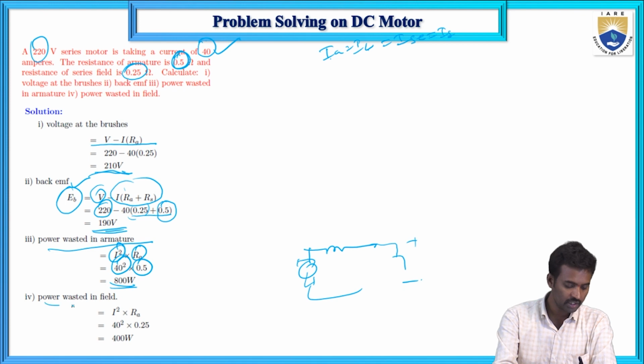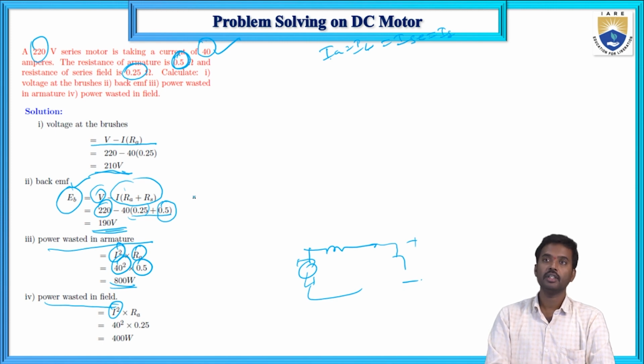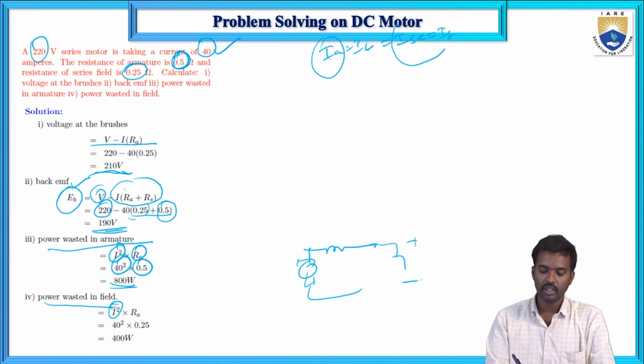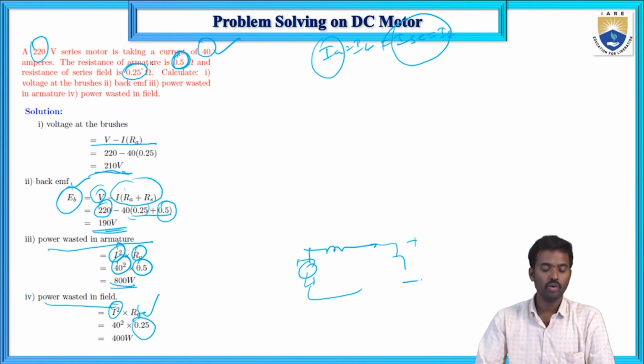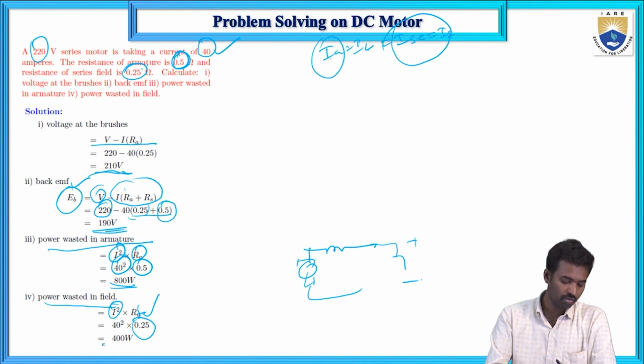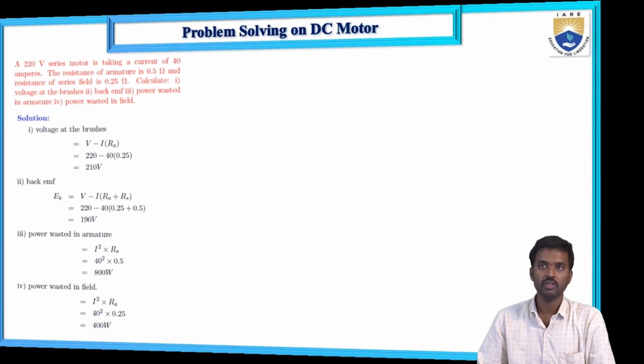And next, power wasted in the field winding. Here I square RF, same current flows through each element in case of series circuit. In the series circuit, armature current and field current are both the same. So now here RF is 0.25. This is not RA, RF. So this is field. So now the power wasted in the field is what value here? 100 watts.